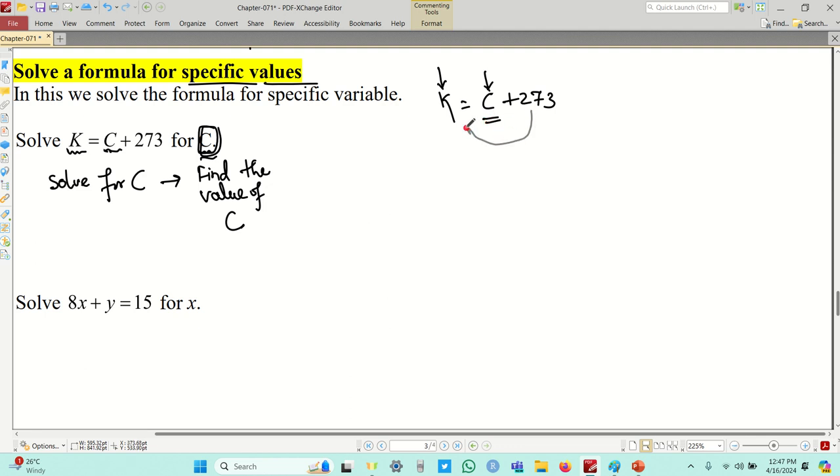So just shift this number here. So C is equal to K minus 273, because you will shift this here and this plus will change into minus. So this is the solution. You may get a 1 mark question in your quiz from here and a 1 mark question in the final examination from here. They will give you a very easy problem and they will ask you specifically.